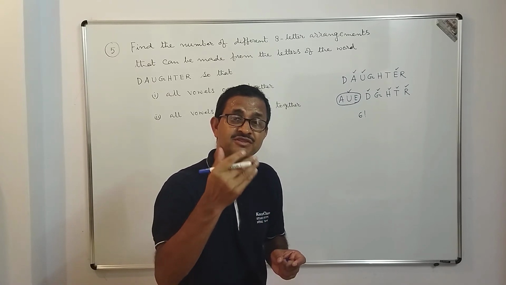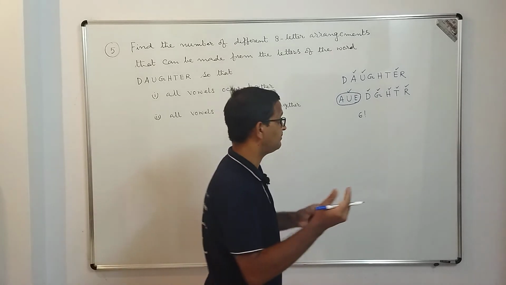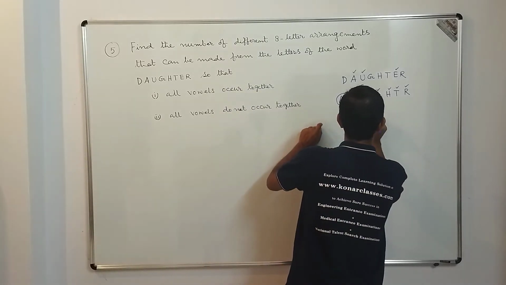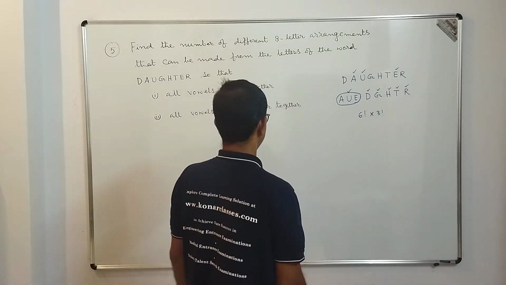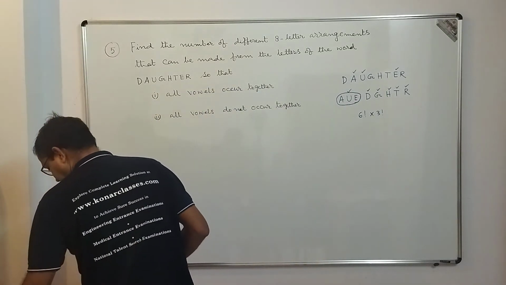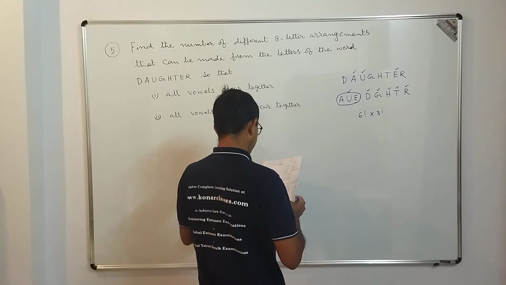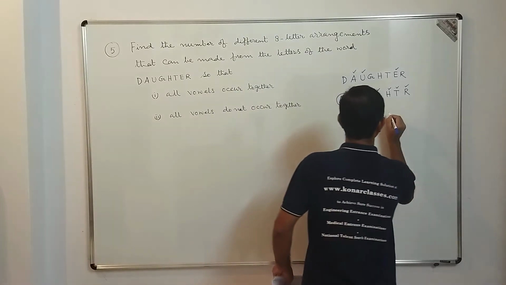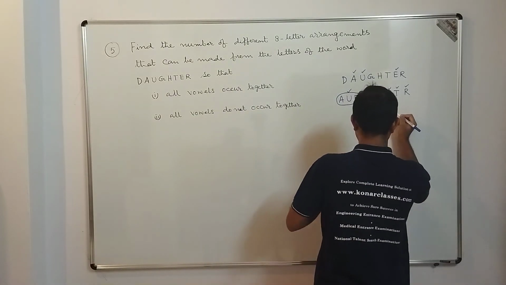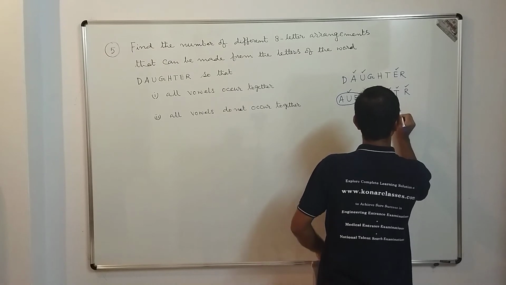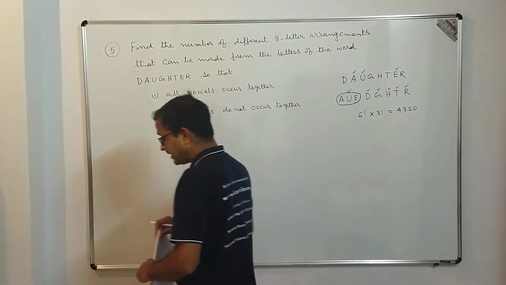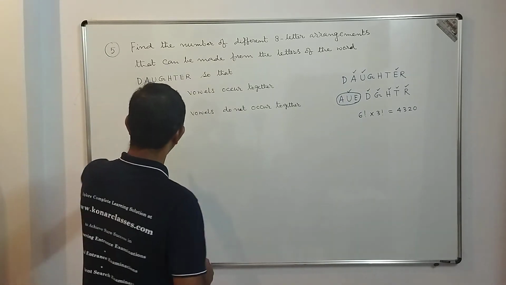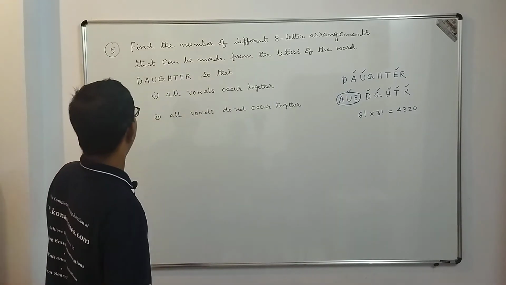So leveraging the principle of multiplication, what is the total number of possible arrangements? 6 factorial into 3 factorial. Correct or not? This is the number. Let me write down the number here, 6 factorial into 3 factorial. I am not spending time to compute this one. That will come as 4,320.